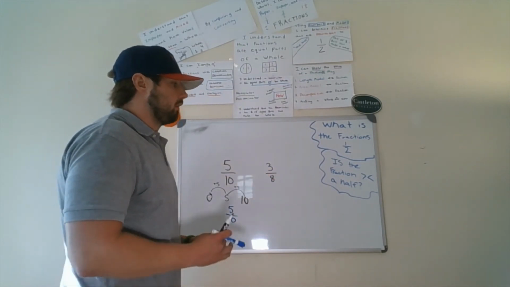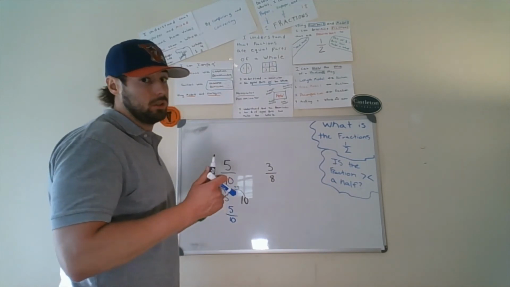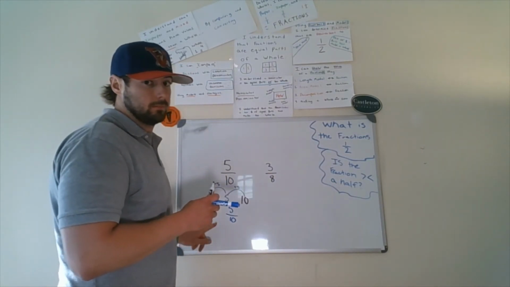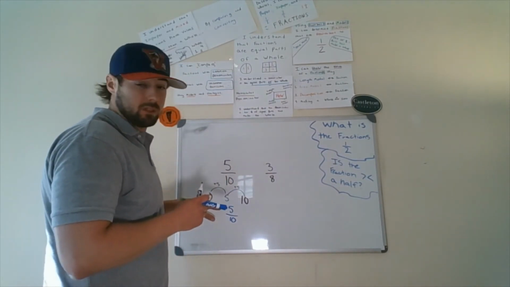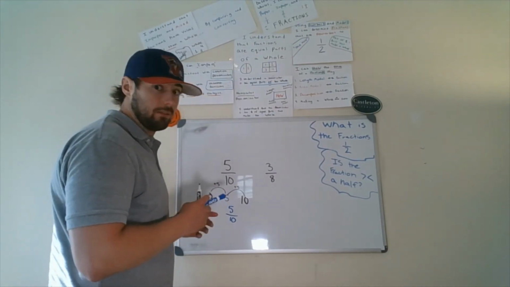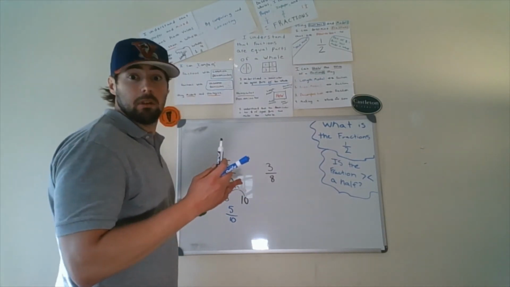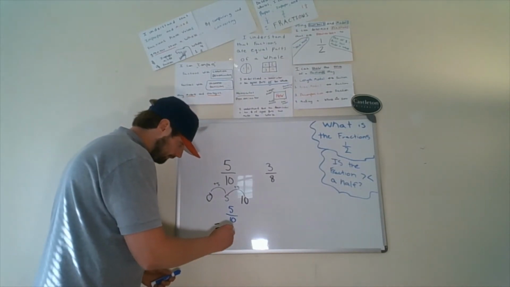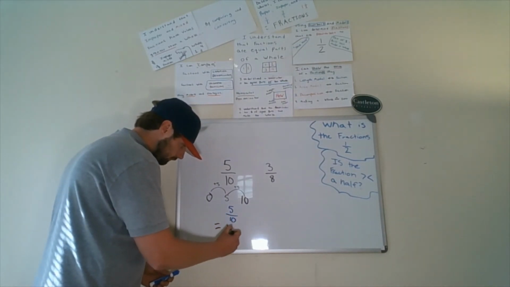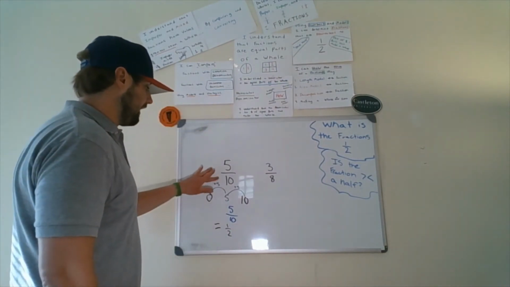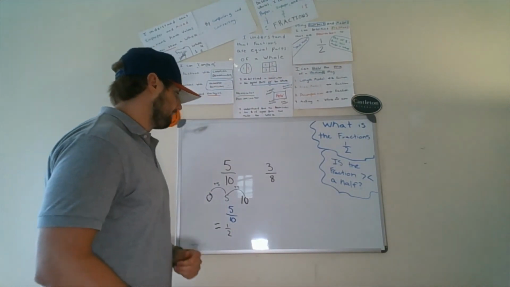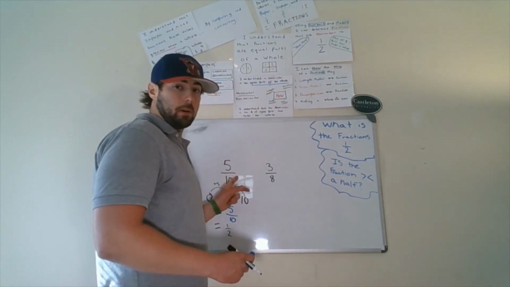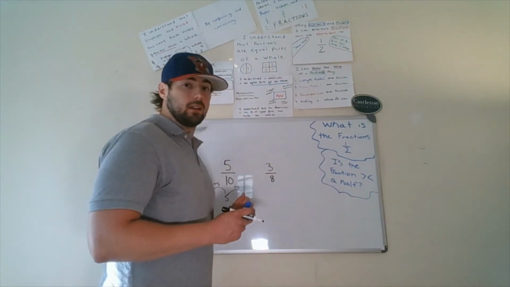Is the fraction greater than, less than, or equal to a half? If our half is 5/10, we're working with 5/10. It's equivalent to a half. Look at that. So we know 5/10 is exactly half. The parts are smaller, the parts are different, but the fractions are, in fact, equivalent.